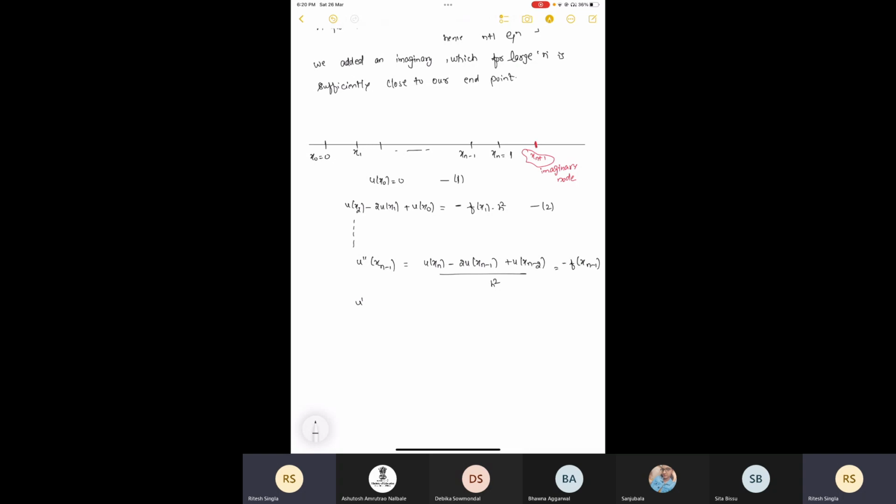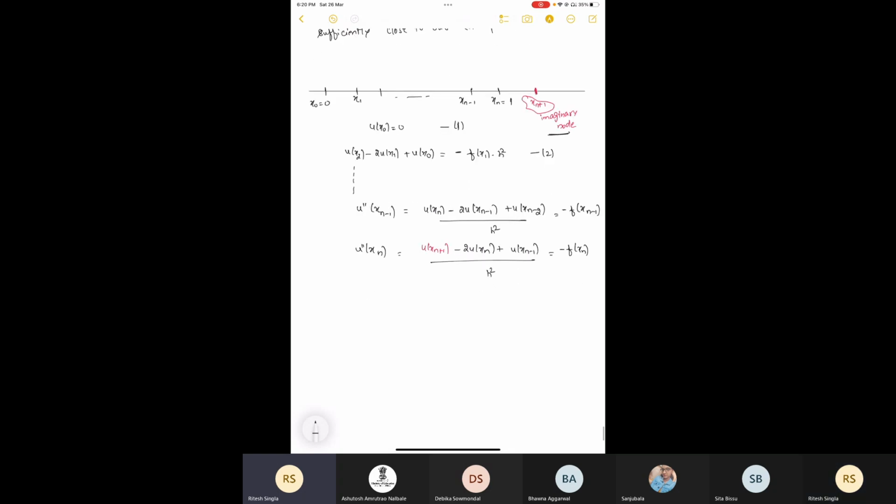But now you can also find u double prime of xn, because you are already taking your imaginary node with you. So it will be u of xn plus 1 minus 2 times u of xn plus u of xn minus 1, upon h square, is equal to minus f of xn. So these are your n equations.